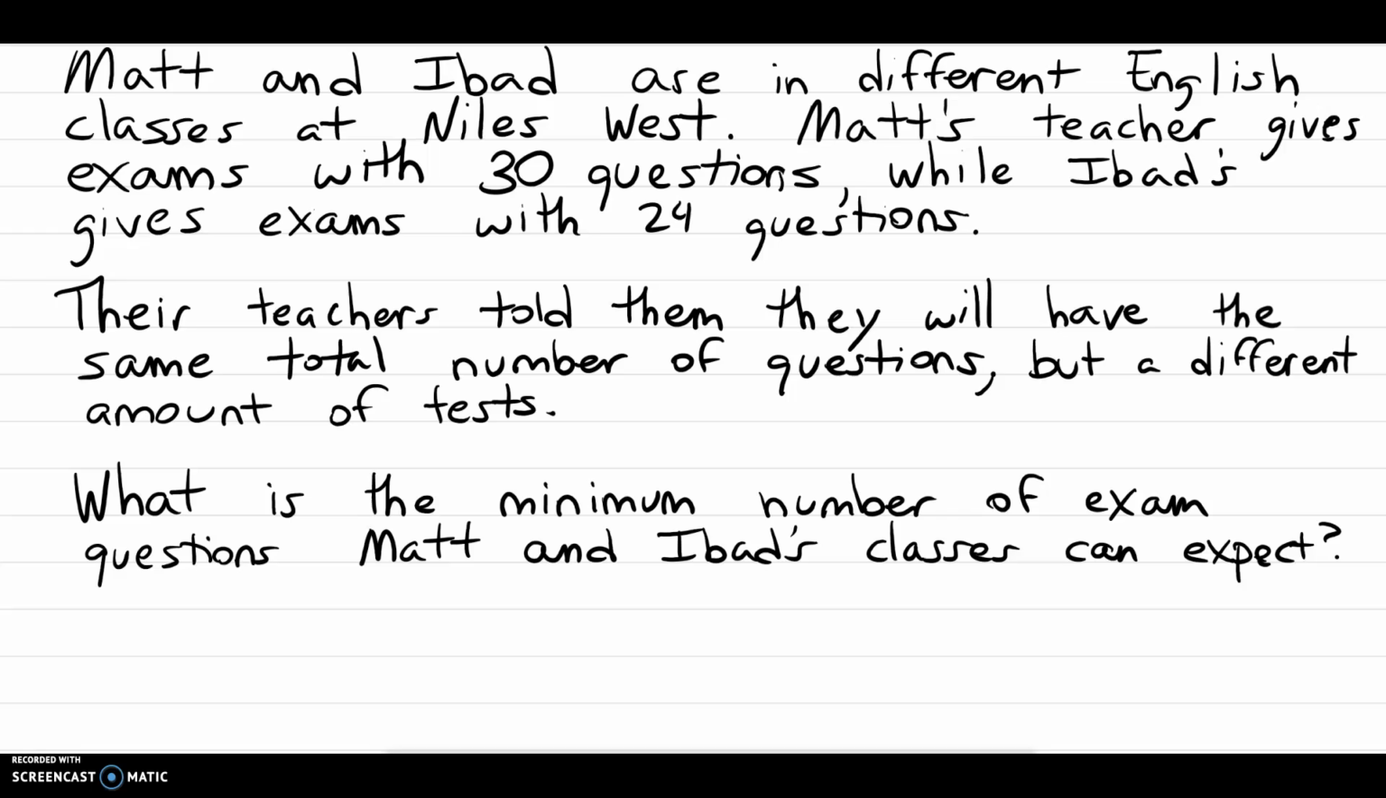So the key word in this problem is minimum. Think about what minimum means. Minimum is normally the smallest or lowest or least amount of something. So minimum would go with least common multiple. So what we're looking at here is we're trying to find the LCM of 24 and 30. And where the 30 and 24 come from is right from the question. It's telling you the number of questions that each exam has.